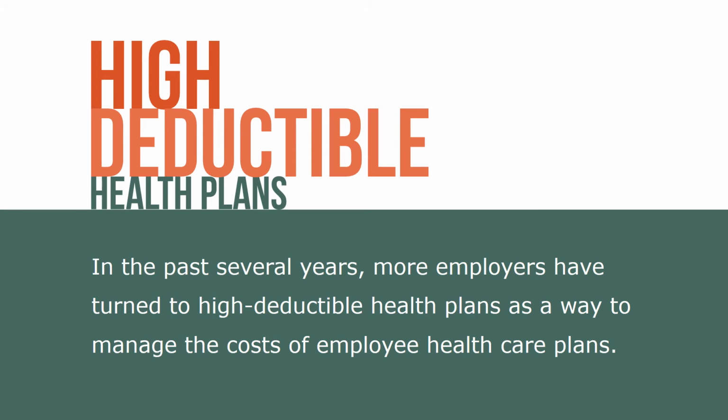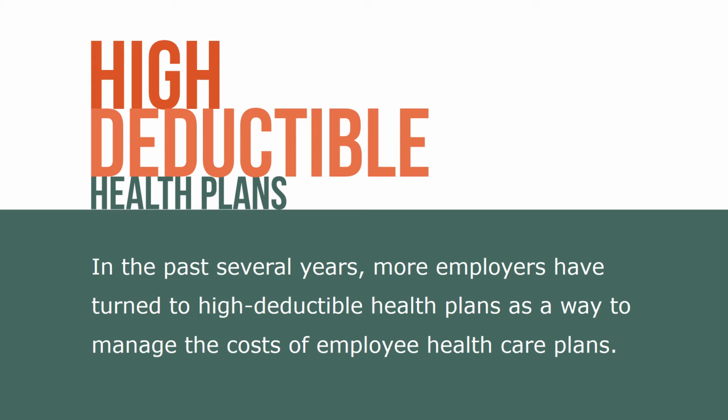In the past several years, more employers have turned to high-deductible health plans, HDHPs, as a way to manage the costs of employee health care. High-deductible health plans are also referred to as catastrophic health plans because they don't pay for the first few $1,000s of employees' medical costs per year. Thus, they pay only when the employees have a major medical problem. Because of their high deductibles, these plans are less costly for employers, and employees' monthly premiums are lower as well.